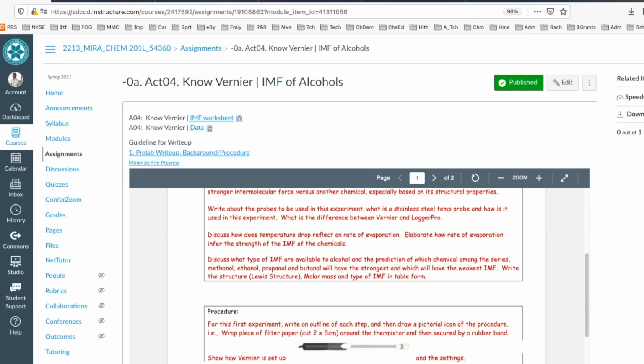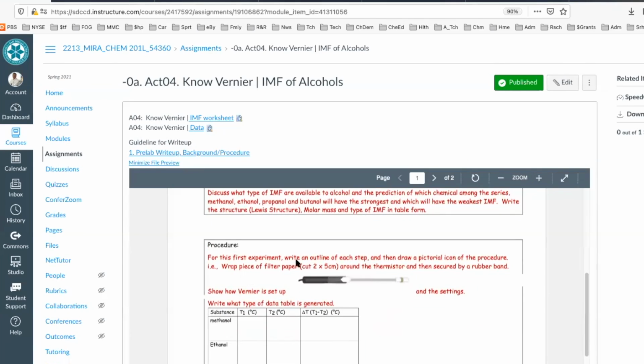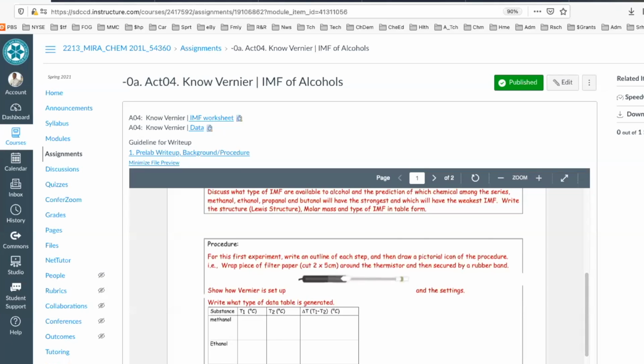But here, what you will see is I do a minimum of three trials in each one of these procedures so that we can take an average and calculate a standard deviation. Okay, so here's the procedure. I'm trying to ease you in again, but practice drawing pictures and try to be neat about it.